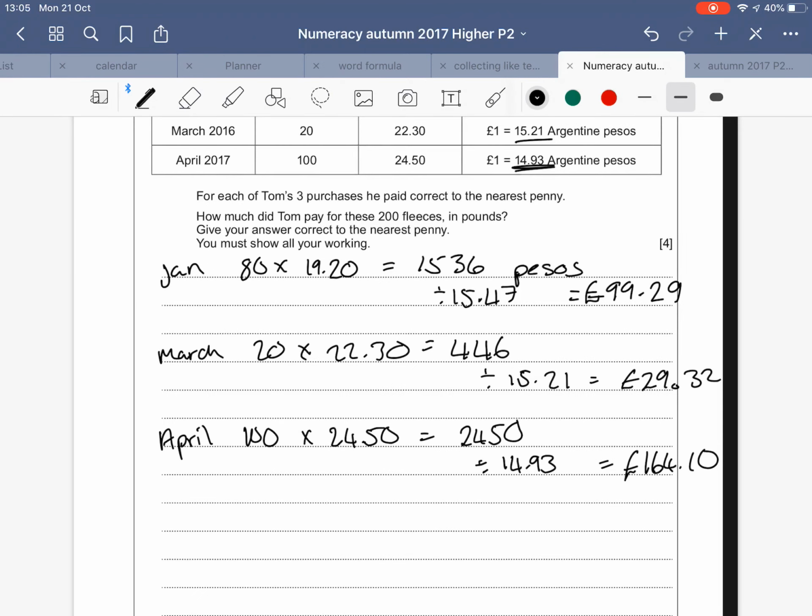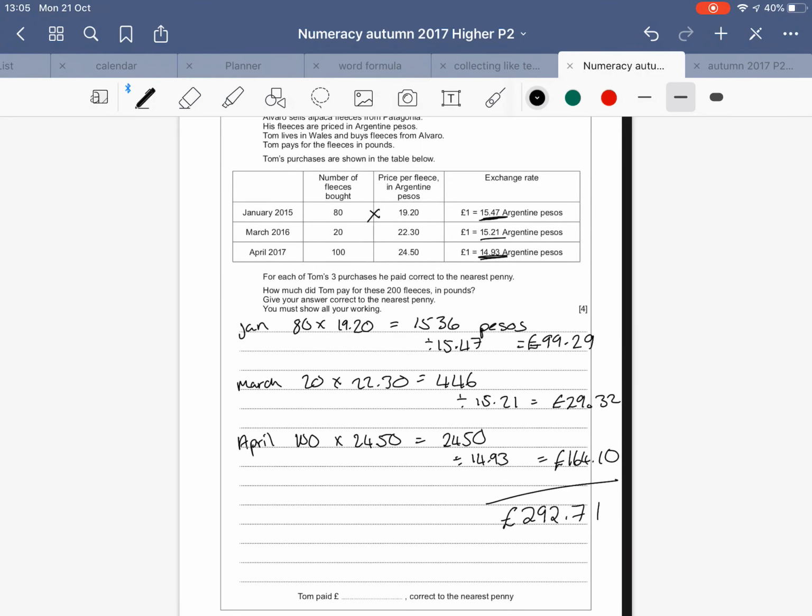164.10. So if you total all them up, he receives £292.71. You can put it in the box yourself.